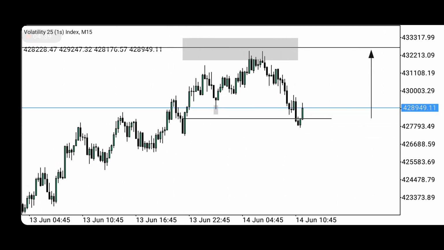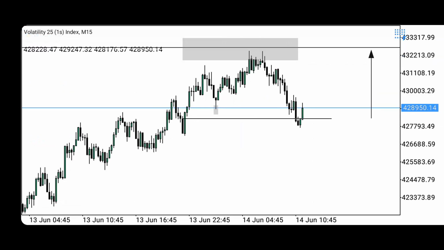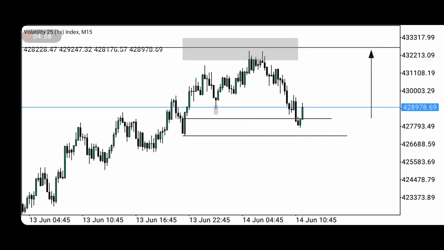Now, below the order block is where my stop loss should go, below the order block over there, you can see, and my entry is at the first line that I drew just there. That should be my ideal entry point.